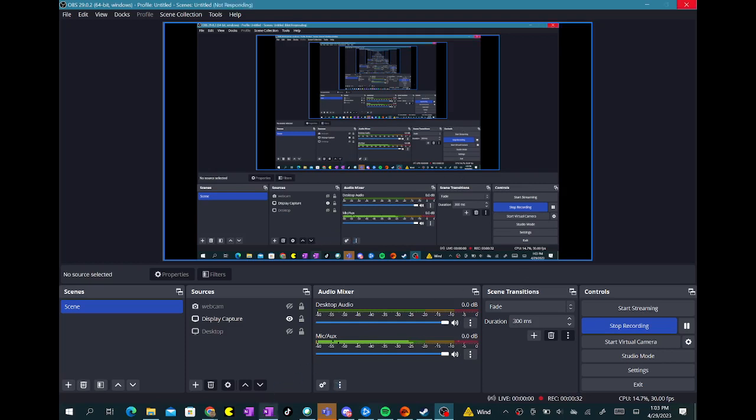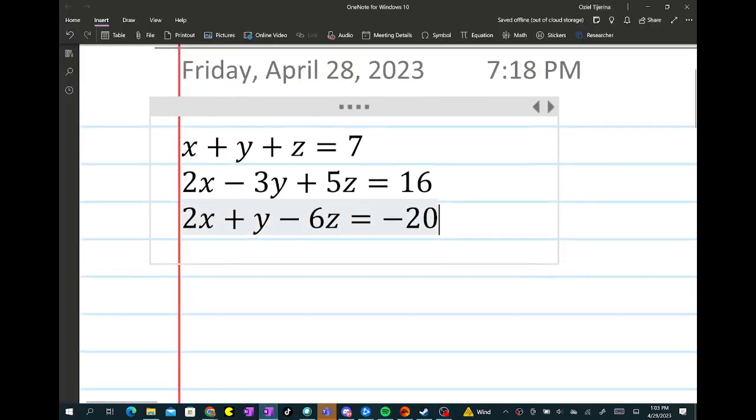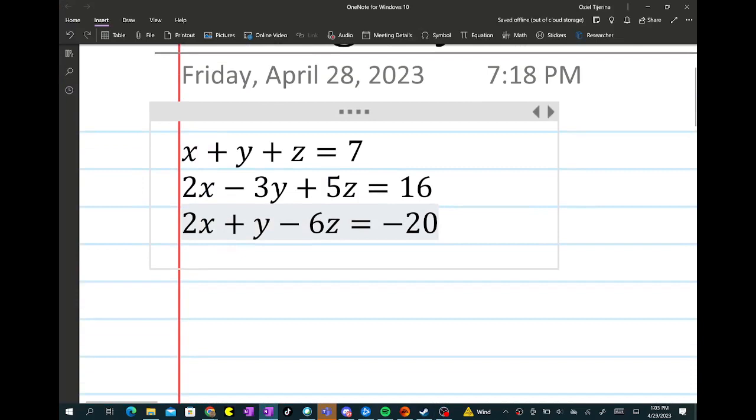So we're going to look at a problem here, and this is the problem that we're looking at. I already worked this out, and this is how I believe that it's done.